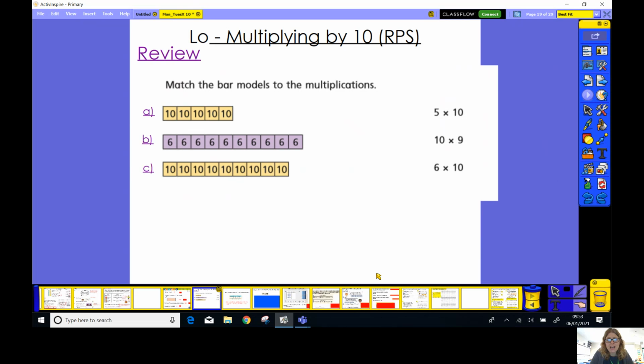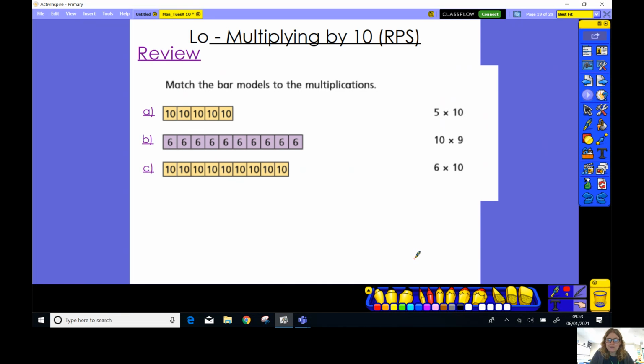You could write it like this: A equals, and then write the calculation, or B equals and write the calculation, or C equals and write the calculation. Pause the video and have a go at that now. Well done. So let's do it now. I'm going to draw some lines to go through the answers. So let's look at the first one.